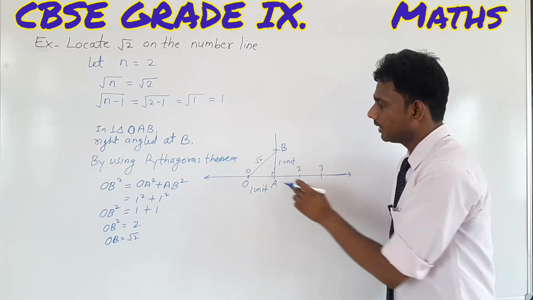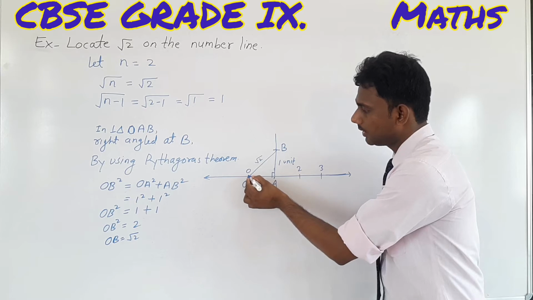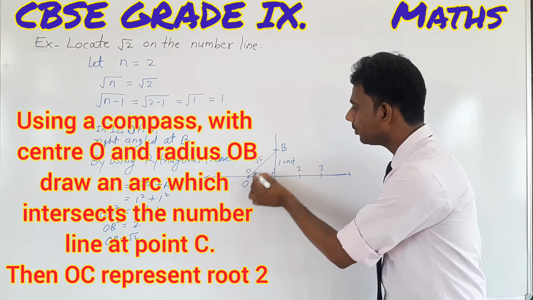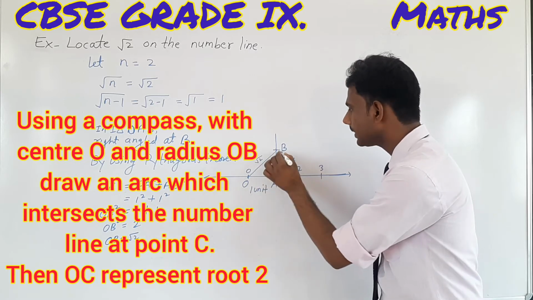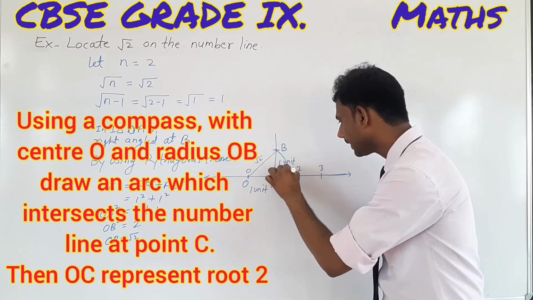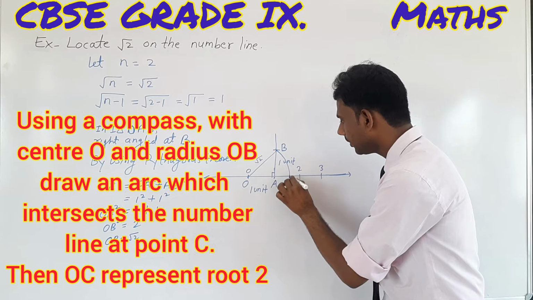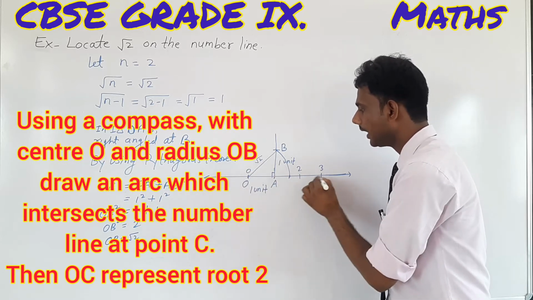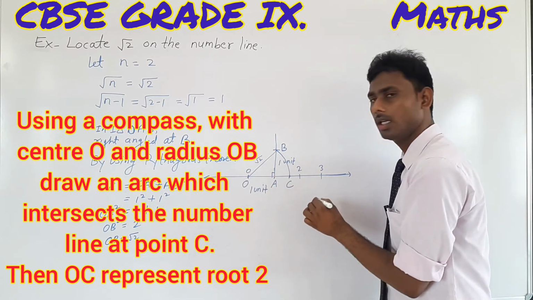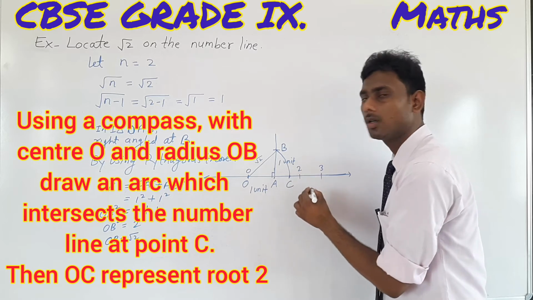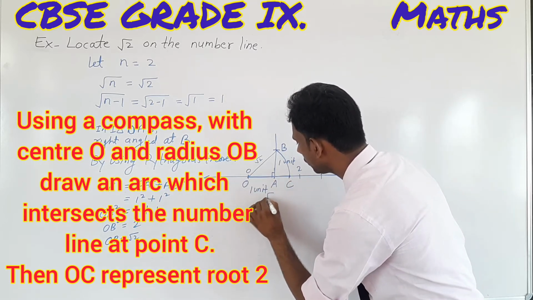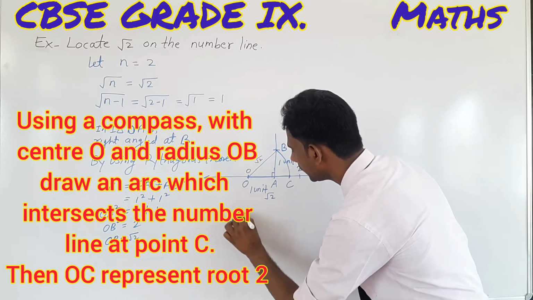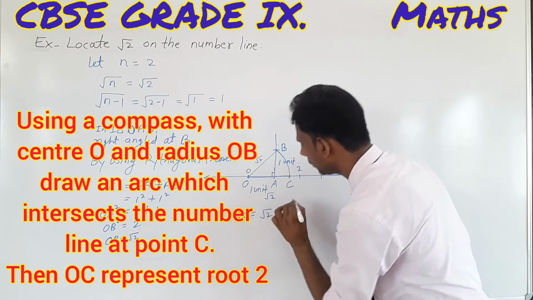For that, taking O as center and OB as radius, with the help of a compass, draw an arc which intersects the number line at point C. Now OC represents root 2. This length represents root 2. Here OC equals root 2.